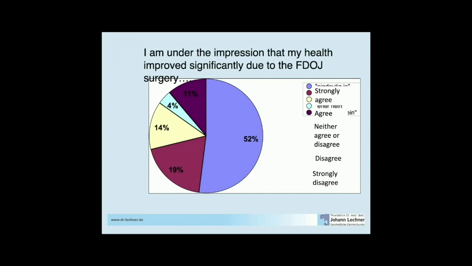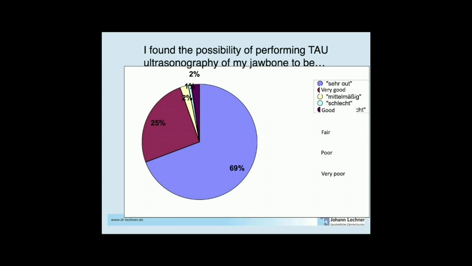This is amazing. And asking the patients the question, I found the possibility of performing tau ultrasonography of my jawbone to be very good and good, we have 90%. Why do we get 90% agreement? We get 90% agreement because all these patients come with 5 to 10 to 15 x-rays and nobody is doing anything and nobody is finding all these local RANTES overexpressions in jawbone by these x-rays. So they are so happy that here is somebody who is taking another method, ultrasound, a totally harmless, non-ionizing method. Yeah? We know ultrasound is harmless. Babies are all getting the ultrasound.